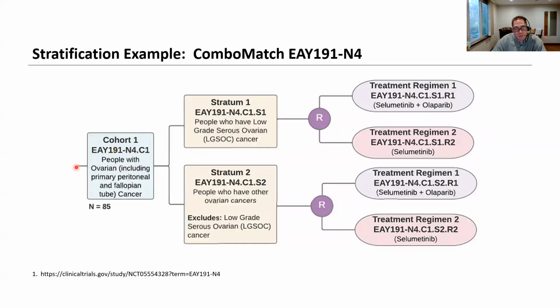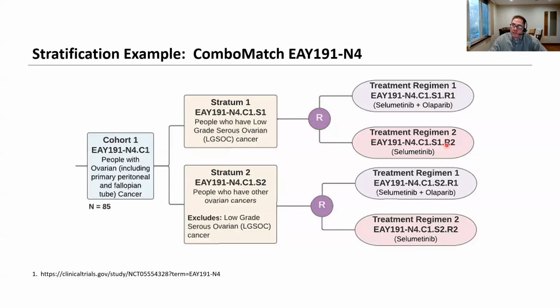So patients come in to the ovarian cancer cohort on N4, and they are stratified based on whether they have low-grade serous ovarian cancer or some other serous ovarian cancer, right? So we stratify on the prognostic factor, which is whether it's low-grade serous or other. And then within this stratification factor, the patients get randomized either to the experimental arm, which is selumetinib plus olaparib, or the control arm, which is selumetinib alone.